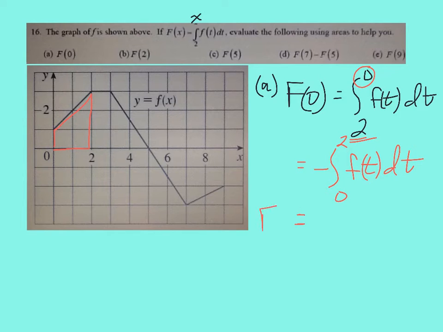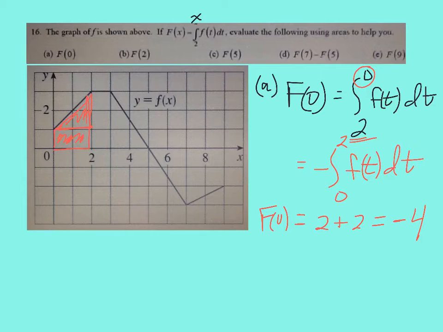Now, how you find that area is completely up to you. You can solve it with the trapezoid, or you can split this up into the rectangle and the triangle. It really doesn't matter. If we just quickly look at the rectangle and the triangle, though, we're going to get 2 plus, this is base times height, so that's 2 times 2 divided by 2, so this is another 2, and we're going to get 4, but it's negative, so negative 4 is F of 0.